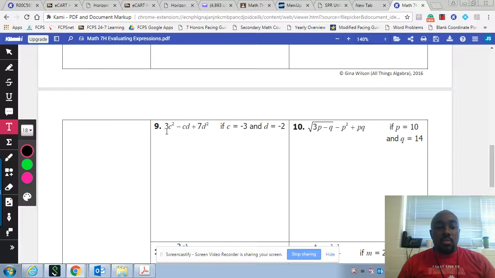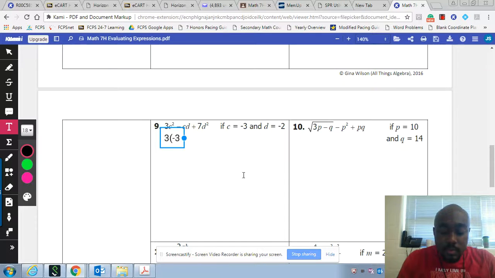Number 9 says 3c squared minus cd plus 7d squared. They told us that the value of c is negative 3 and the value of d is negative 2. First and foremost, we have to substitute in all these values. So we have 3 times c squared, and c is negative 3, so negative 3 to the second power. And then it says minus c times d. Well, c is negative 3.